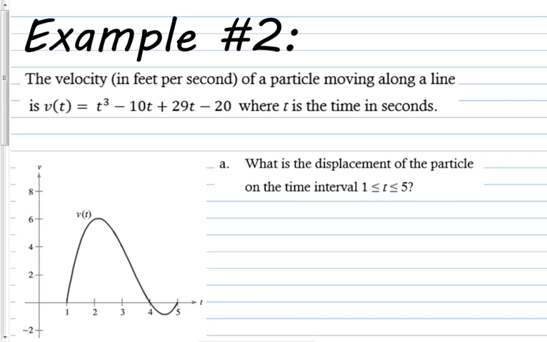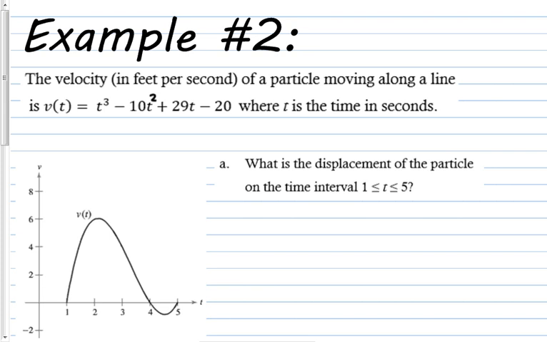I got a little boo-boo. I left out the square. That's supposed to be 10t squared. Okay, the velocity in feet per second of a particle moving along a line is v of t equals t cubed minus 10t squared plus 29t minus 20, where t is the time in seconds.